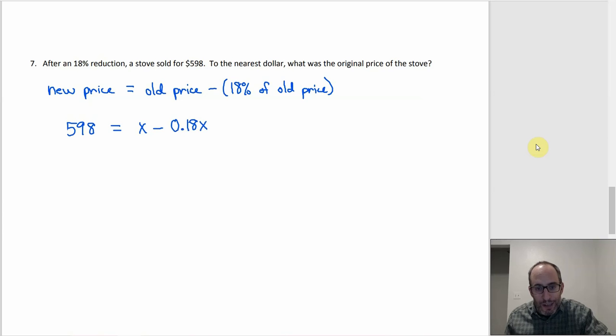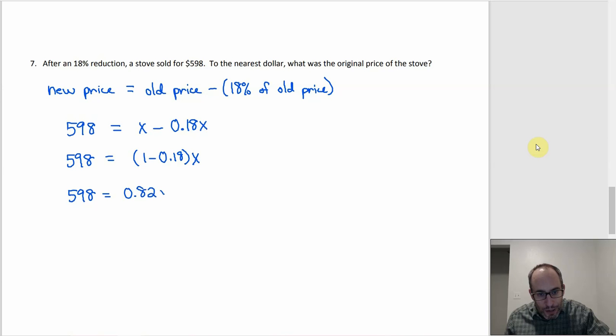So if I convert the 18% into decimal form so I can do the algebra, that's going to be 0.18, and then that's just multiplied by X. But this thing that's over here on the right, I'm going to rewrite this slightly, and this step here you may not actually need, but we have 1x minus 0.18x. So I'm going to factor the x out and say that's 1 minus 0.18, that quantity times x. And 1 minus 0.18 is 0.82. So we'd have that 598 is equal to 0.82 times x.